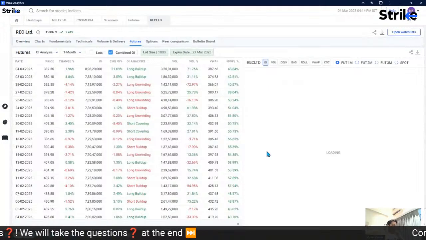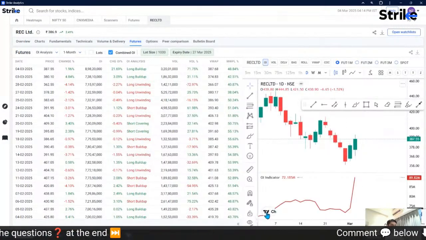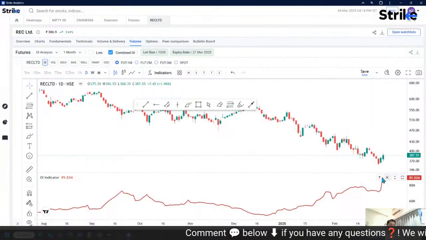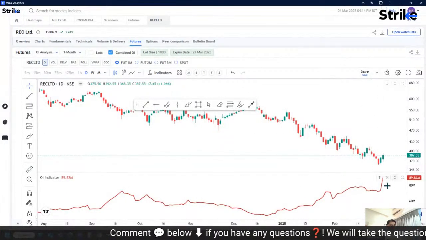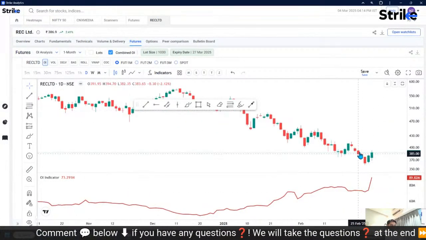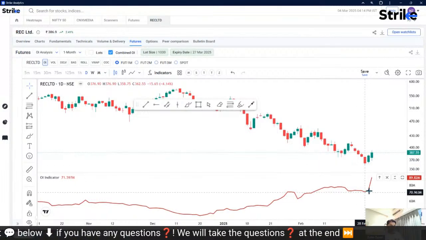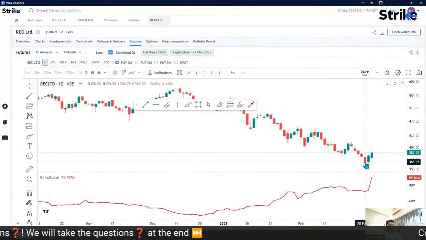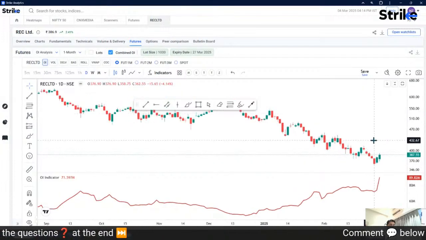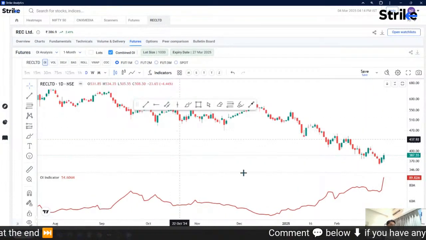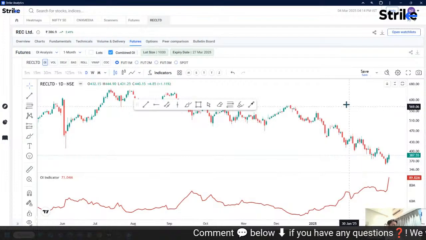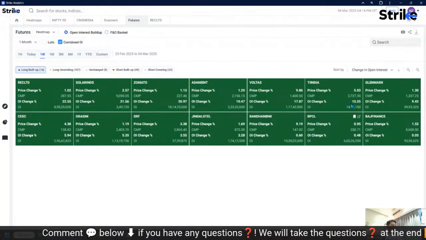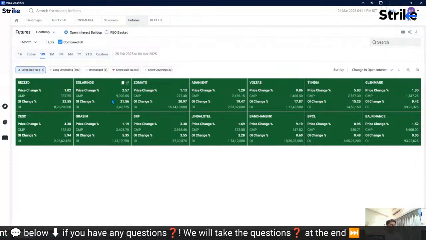When you click on REC, the futures chart will open up over here along with the open interest indicator. And you can see that in the last 1 week, that means 1, 2, 3, 4, 5 days over here, the open interest has built up and the price has also overall gone up. So a beautiful indicator over here, using future heat maps also. You can filter out stocks nicely.